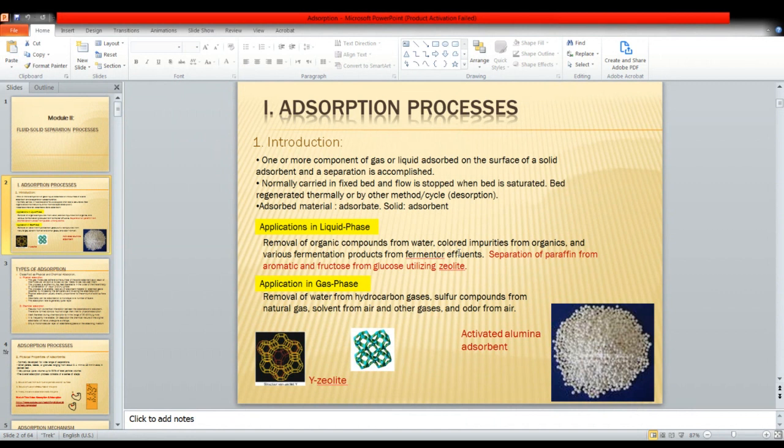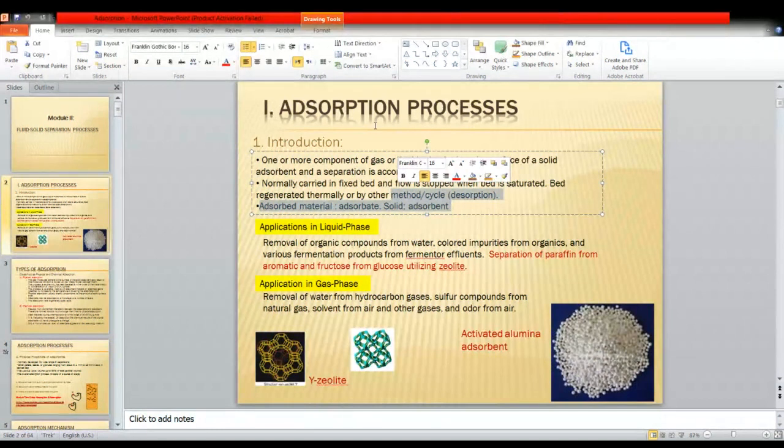So the first chapter is adsorption. So what is adsorption? It is not absorption. Just keep in mind there are two processes. They are separate unit operations, like one is absorption, one is adsorption. There is a difference between both of them, okay.